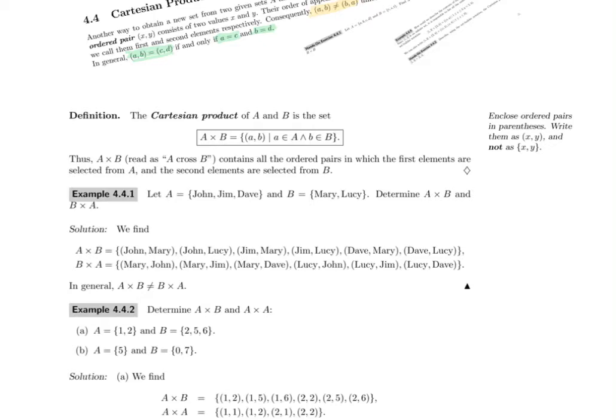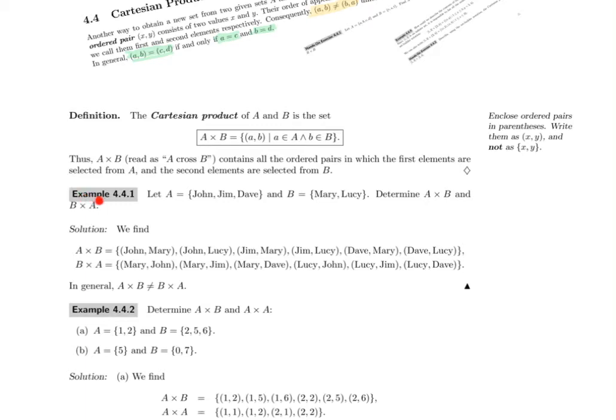This is not the same as the intersection definition, because notice we're talking about taking elements from two different sets. And again, these are ordered pairs, so it's really important to make sure we enclose the ordered pairs in parentheses. They're not subsets, because remember, with subsets the order of the elements doesn't make a difference. But with ordered pairs, it does make a difference, and that's what we're focusing on right now.